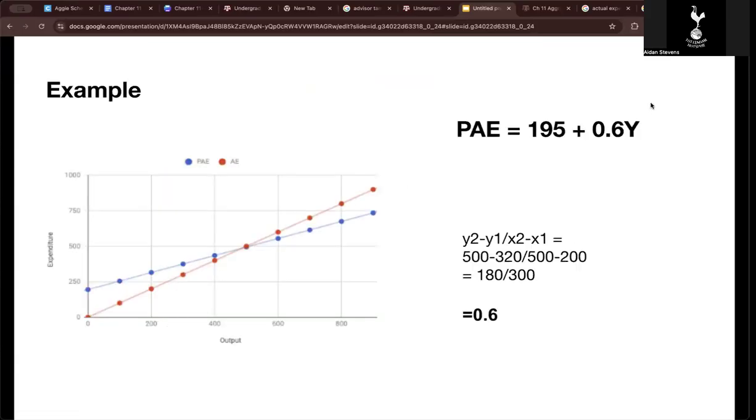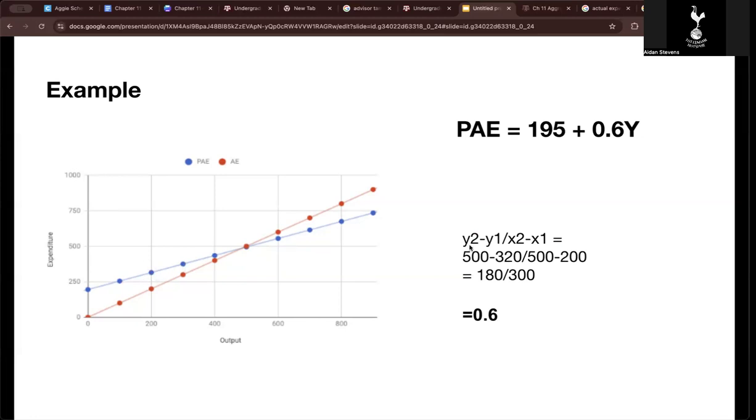Another tidbit about the marginal propensity to consume is that it's actually the slope of the PAE curve. As you can see in this graph, the PAE curve starts at around 230, 235, and ends at around 750. As we know, the slope formula is y2 minus y1 over x2 minus x1. First we identify our first point, which is our Keynesian equilibrium. Then we'll find another point on this line. We'll choose this one, for example, and we can calculate the slope for this line.